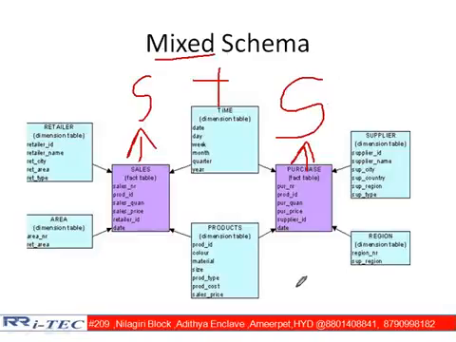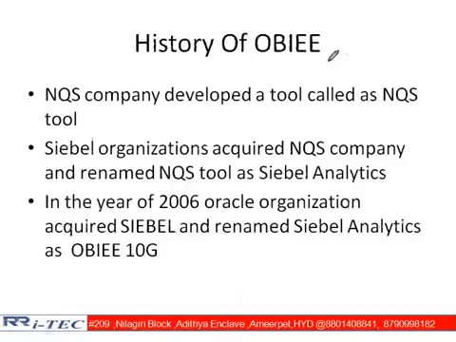Mixed schema. If you want to mix 2 star schemas or 2 snowflake schemas, whatever, you should have a common what, sir? Dimension. You should have a common dimension. The common dimension is called a conformed dimension. Conformed dimension is defined like this: any dimension table connected with 2 or more than 2 fact tables is called a conformed dimension.